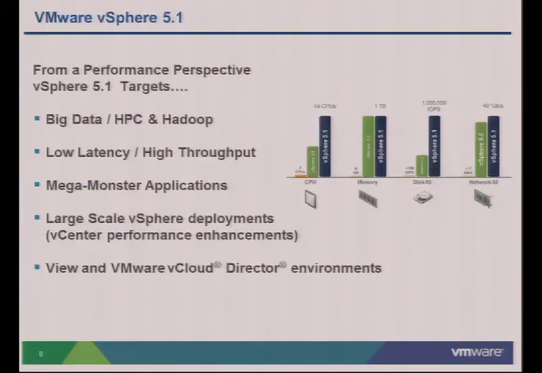So what is vSphere 5.1 going after? Well, it's going after those big applications. Big data applications, high performance computing applications, Hadoop. We're going after the mega monster applications, large scale vSphere deployments. We're making sure that we've enhanced our management tools, so vCenter Server, so you can manage larger applications, larger deployments of vSphere. And of course, we're going after vCloud Director improvements and View improvements as well.